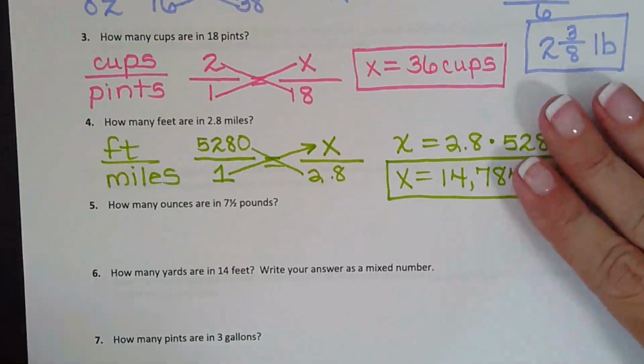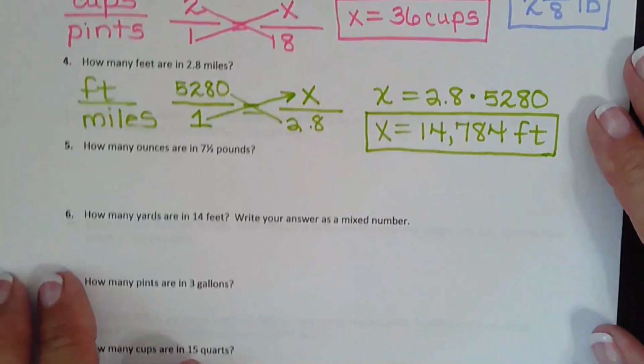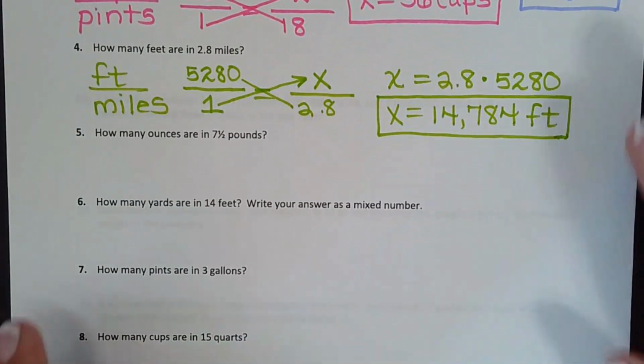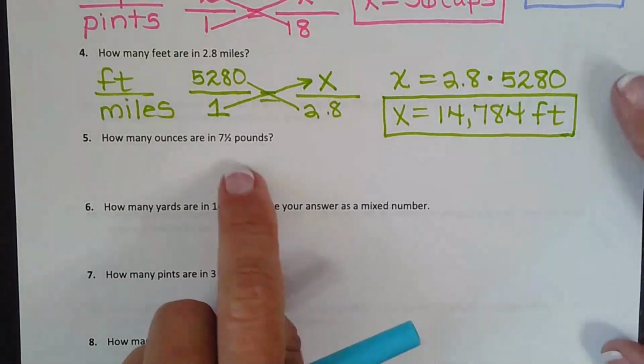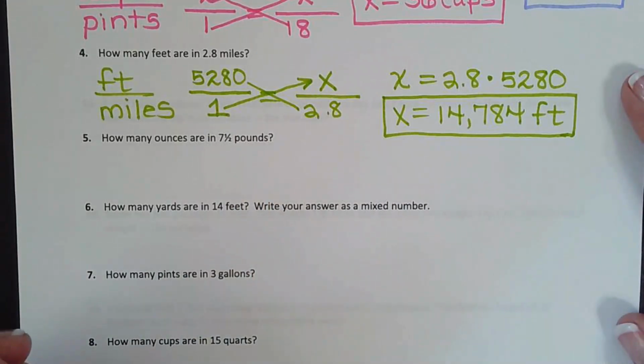Okay, so let's go on to number 5. How many ounces are in 7.5 pounds? So you do not want to write that as a decimal. That's the first thing like 90% of the students do. Well, what if Alex gives you 7 1/3? You can't write that as a decimal because that's 7.33333333. So keep it as a fraction so that you can do it no matter what the fraction is.